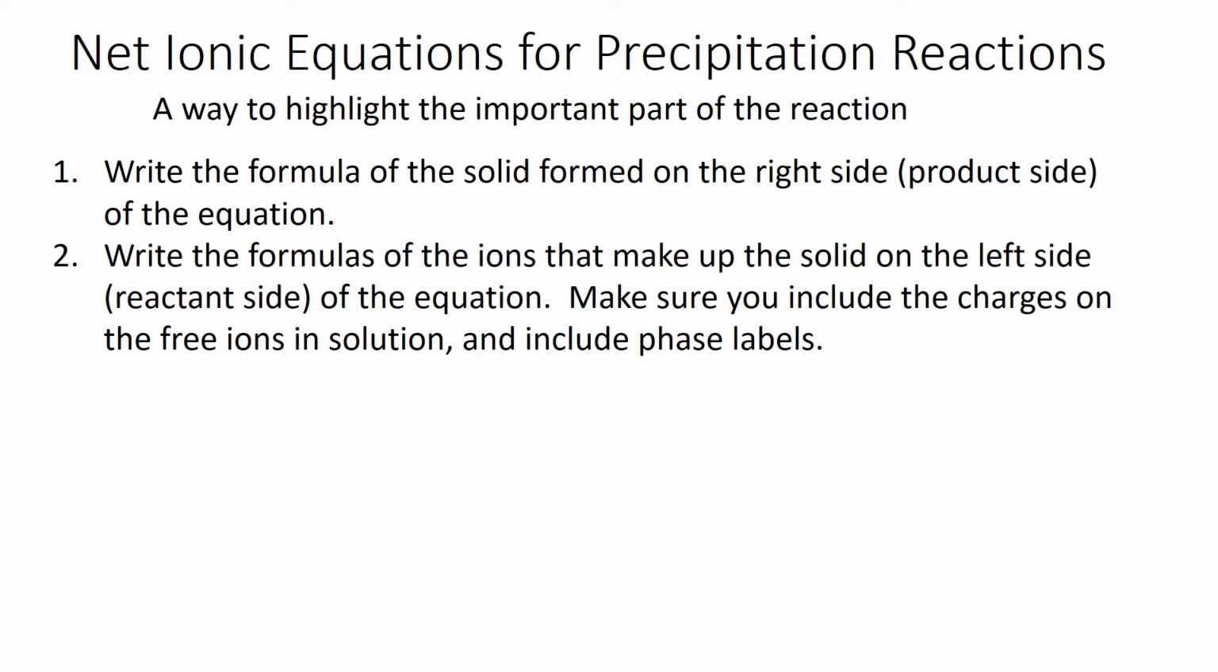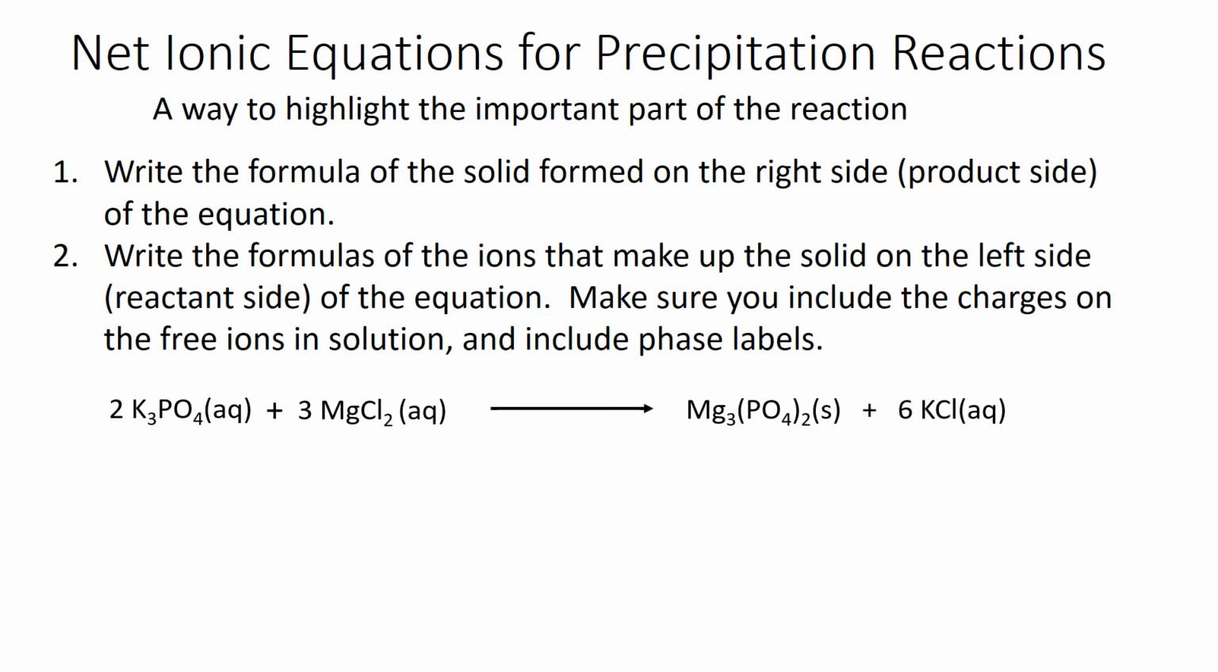We're going to start out with one of the equations that we just balanced and predicted: the potassium phosphate and the magnesium chloride, making magnesium phosphate and potassium chloride still in solution. If we're going to follow these two steps, I'm going to write the formula for the solid product on the right side of the arrow. And I'm going to take each of these ions that are in there. I've got 3 magnesium ions and I've got 2 phosphate ions. And I'm done. That's it.